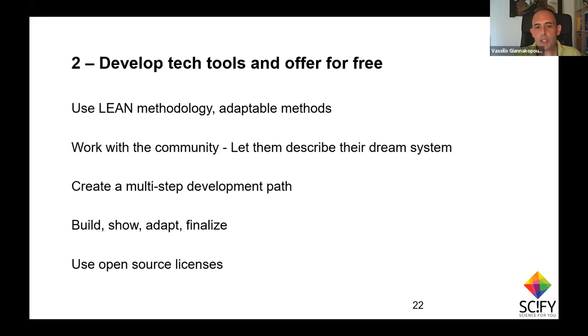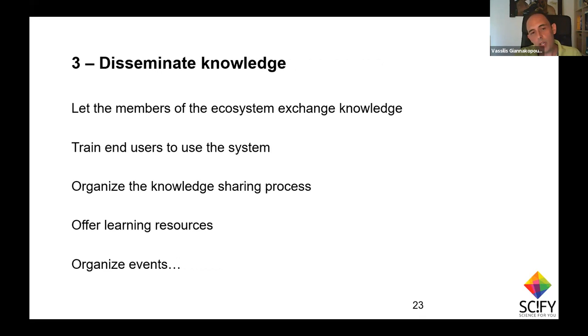So we create a multi-step development path where each period we build a better version of the system. We adapt, we finalize, we show them to the end users, and of course we use open source licenses. The third thing, as you said, is to disseminate knowledge, because this exchange within the ecosystem is very, very important. People find out things and it's a fantastic process, but someone needs to orchestrate it.